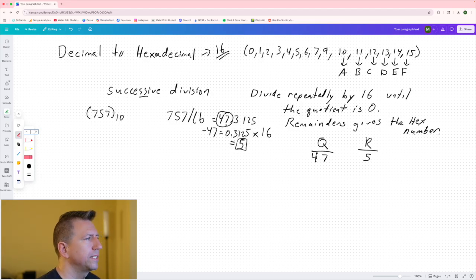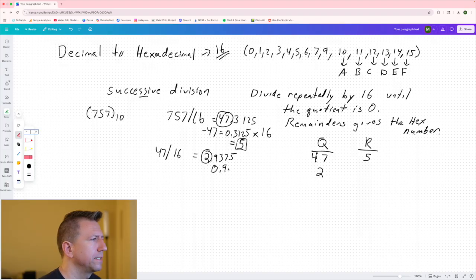All right, so we have 47 now. We want to take that and divide it by 16. And when we do that, we get 2.9375. In the same process, we'll have 2 as our quotient. And then this 0.9375, we multiply by 16, and we get the number 15. Now 15 is one of those where we have to convert to a single character, and that single character is F. So the remainder here is F.